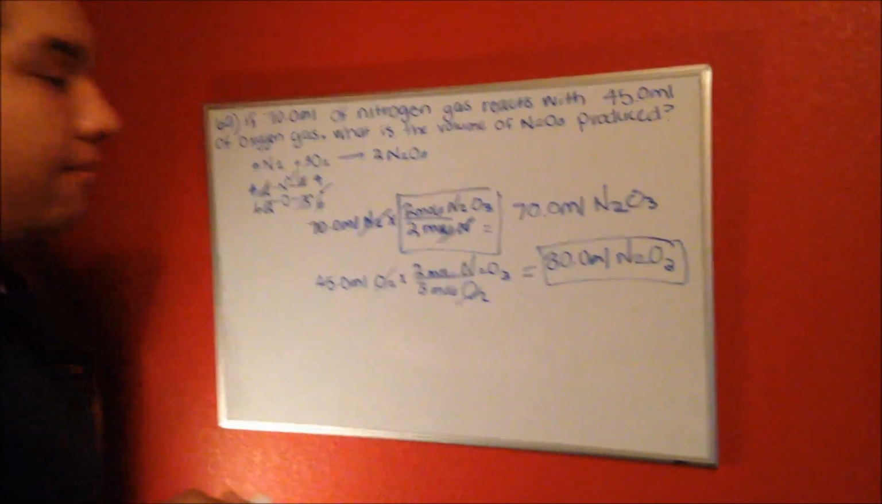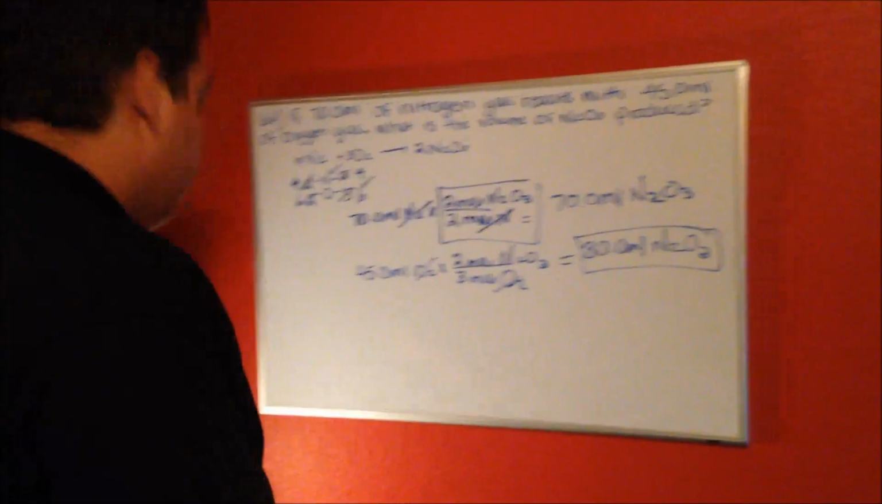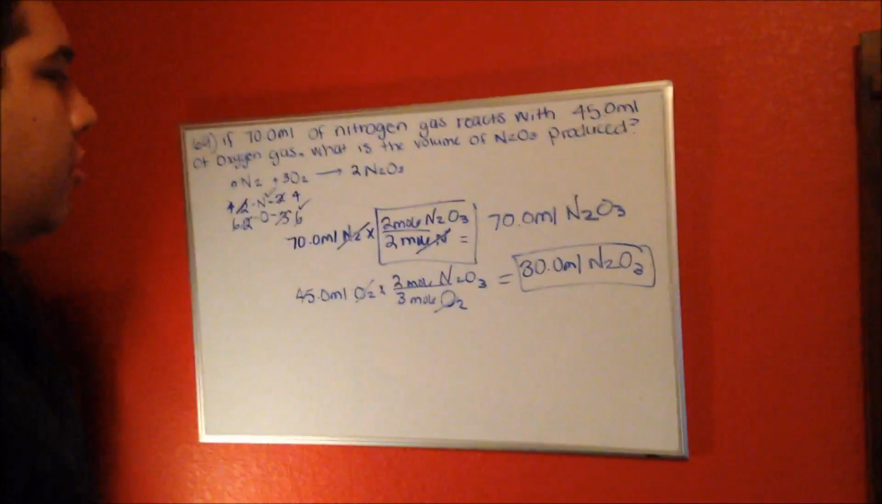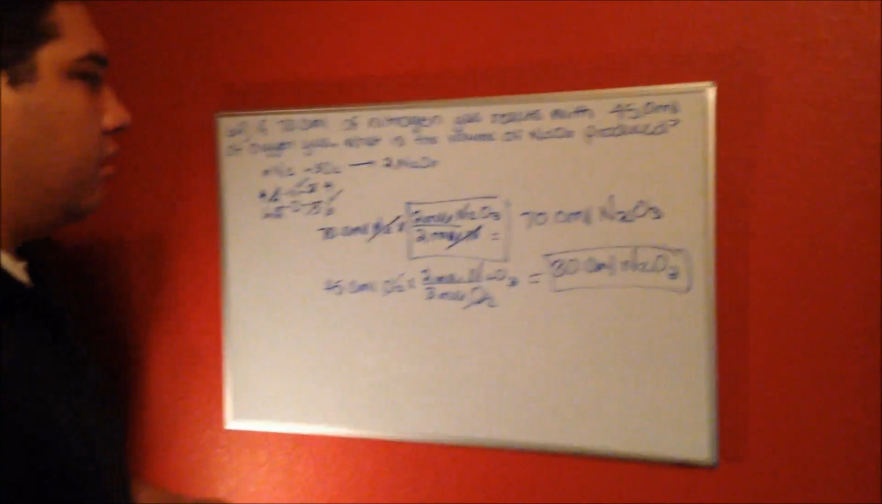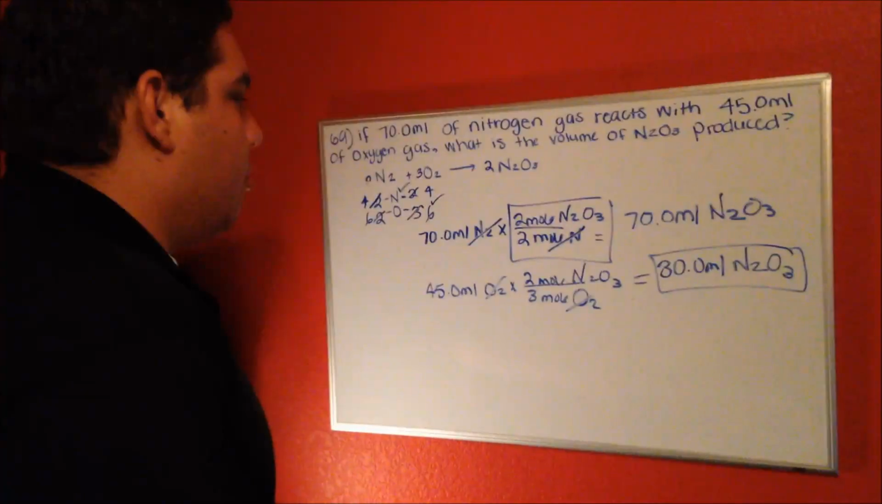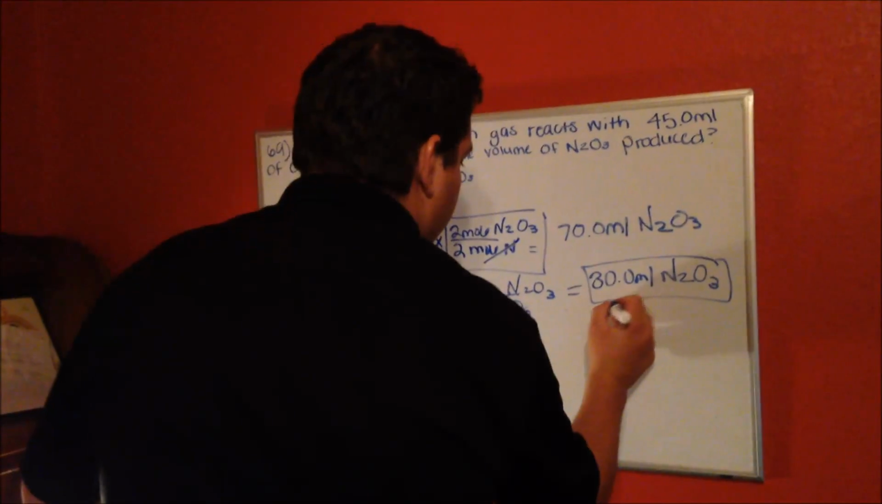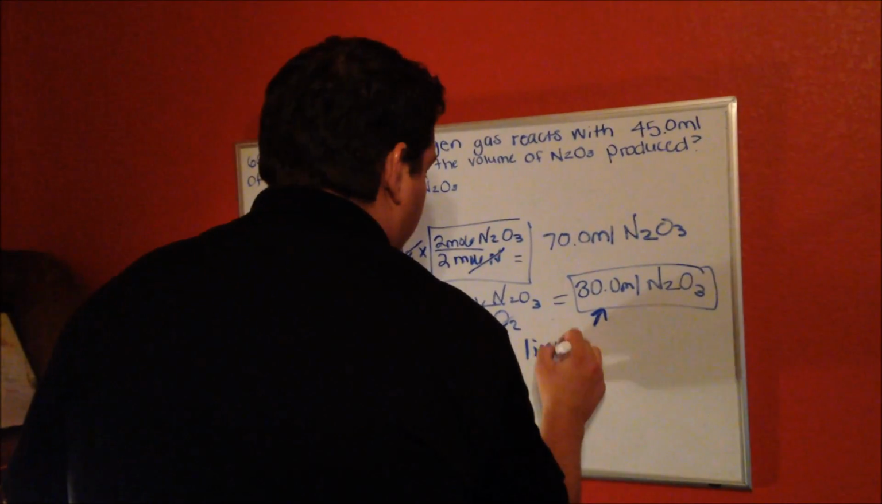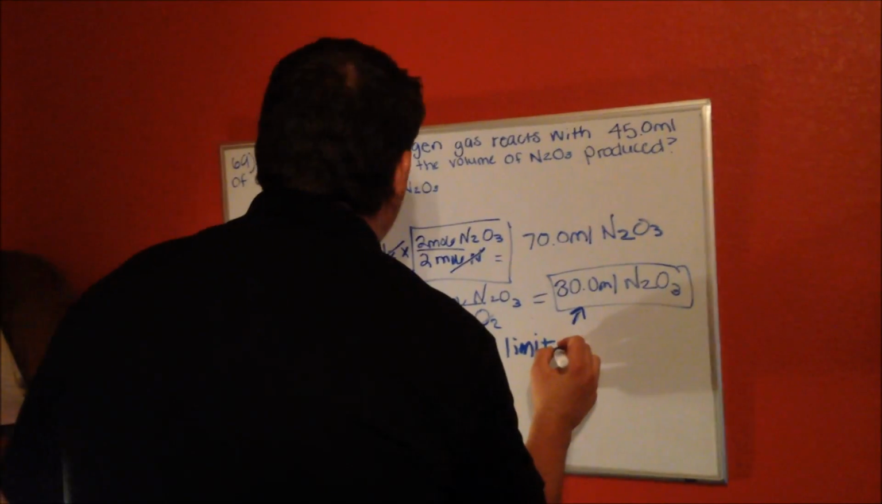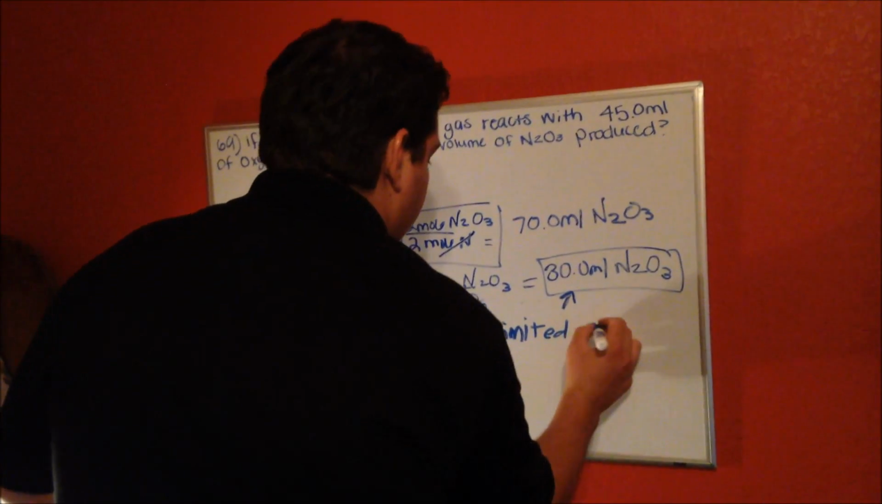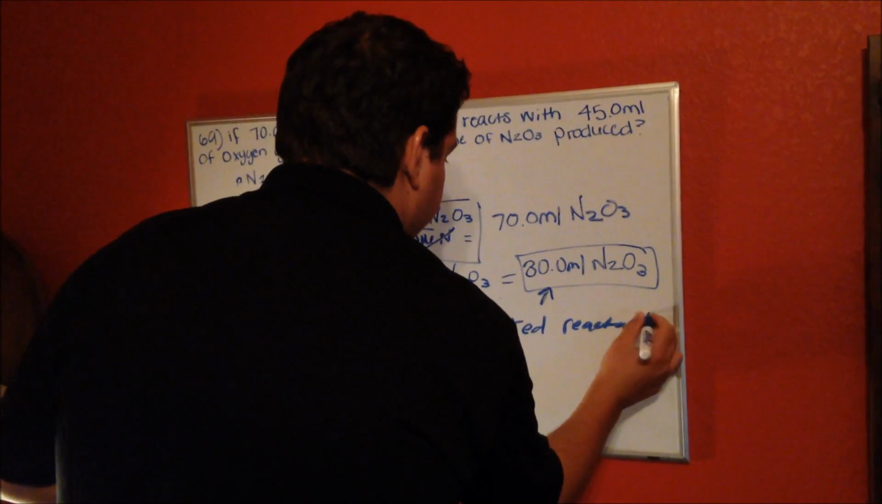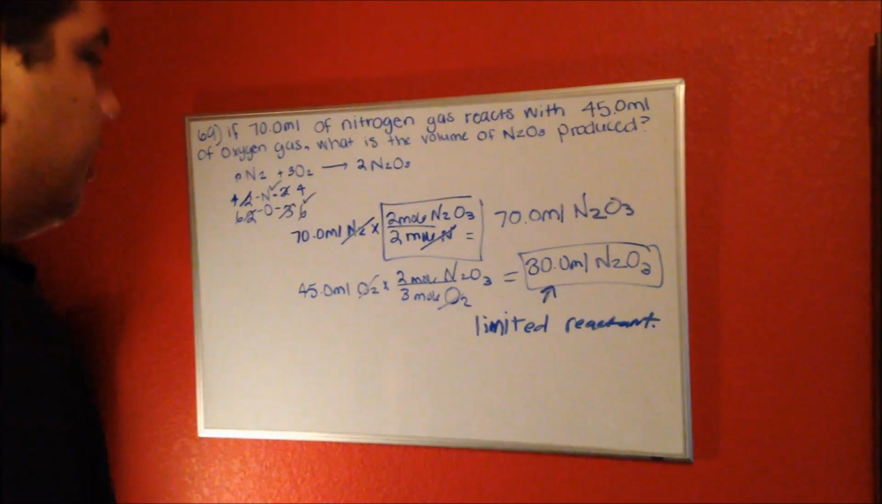Let's say you have 30 iPhones and 70 people want to buy them. You can't sell to them all because you only have 30 and you have 70 people. So this right here is the answer, 30 ml. And that is my problem.